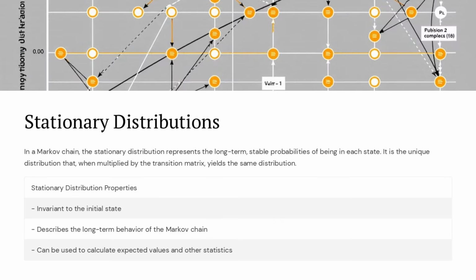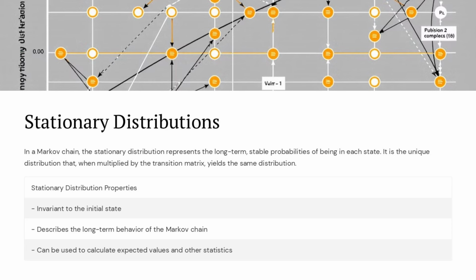The stationary distribution represents the long-term, stable probabilities of being in each state of a Markov chain. It is the unique distribution that, when multiplied by the transition matrix, yields the same distribution. The stationary distribution is invariant to the initial state. It describes the long-term behavior of the Markov chain. It can be used to calculate expected values and other statistics about the Markov chain.